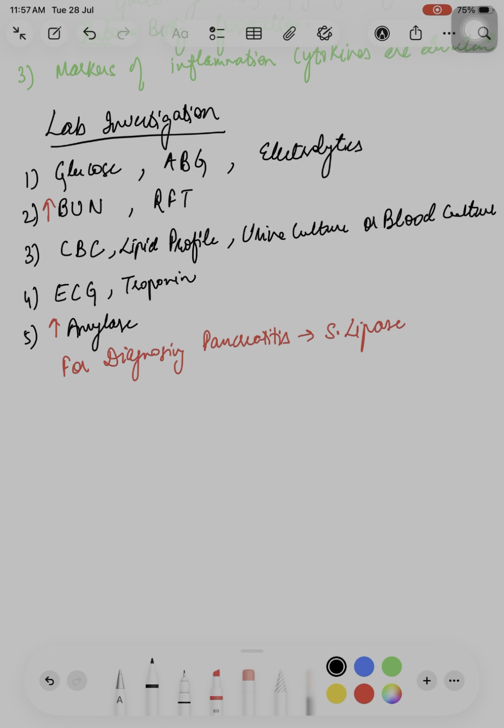So the next investigation which you can do is osmolarity. So how to find osmolarity? It is 2 sodium plus glucose divided by 18 plus BUN divided by 2.8. So this osmolarity can differentiate hyperosmolar coma, which is found in type 2 diabetes mellitus, and it is raised, more than 320, in diabetes mellitus 2. So next we'll go for the management part.